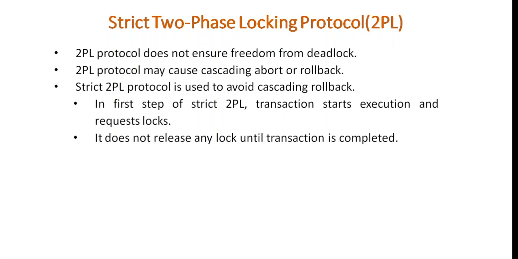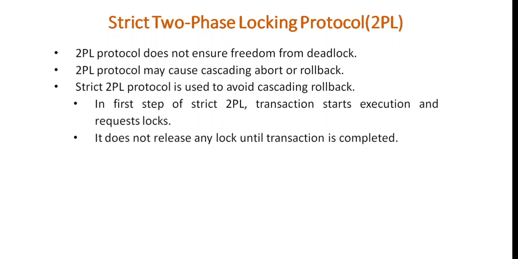The strict two-phase locking protocol is mainly used to ensure that we don't have any cascading rollback in concurrent transaction execution. In the first step of strict two-phase locking, the transaction starts execution and requests the locks. So this first phase is the same as that of the two-phase locking protocol. But strict two-phase locking does not release any lock until the transaction is completed.